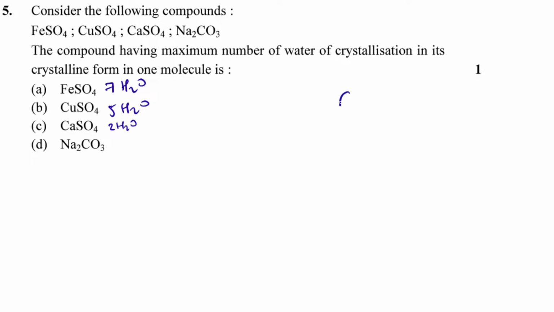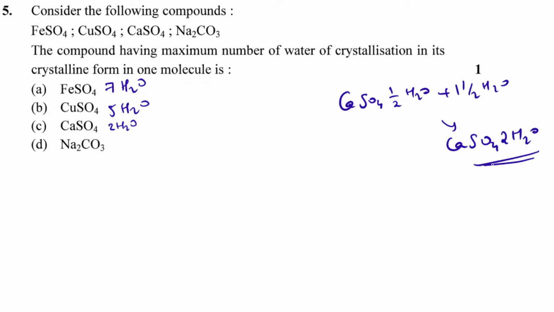Plaster of Paris is CaSO4 half H2O. They combine this with exactly 1.5 times of water molecule so that it becomes gypsum, which is CaSO4 2H2O. This is an important question. They can ask you a 2 marks question: what is the chemical formula of gypsum and how is it formed. You have to say that plaster of Paris along with 1.5 times of water molecule will combine to form gypsum, which is CaSO4 2H2O. Na2CO3 contains 10H2O water molecules, so the maximum is Na2CO3.